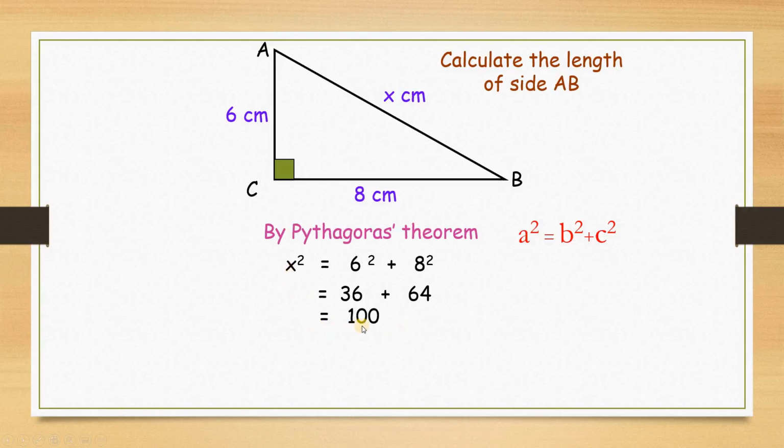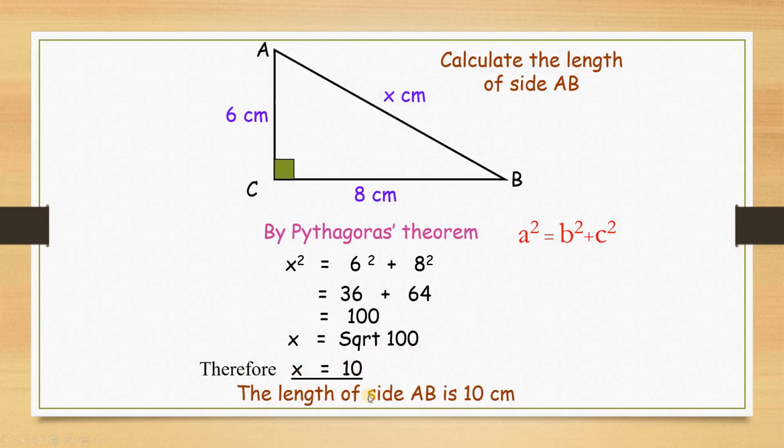So x squared is equal to 100. We want to find x. So x is equal to the square root of 100. Therefore, x will be equal to 10. The length of side AB is 10 centimeters.